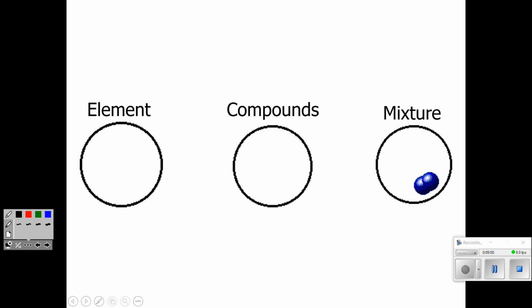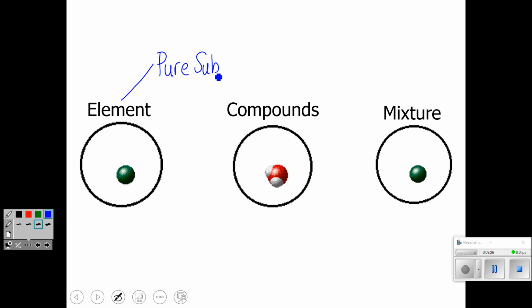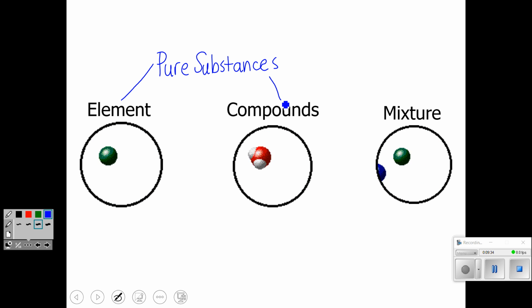Compounds are also a pure substance. So you can look there at what's flowing around in the middle. And that would be like water molecules. If you were to pull out at any time one piece, it would always be a water molecule because there's nothing else in here. So elements and compounds are both pure substances. And they are identified as pure substances just because if you were to pull out a piece of either of those, you're always going to get the same thing. Nothing else is inside there.